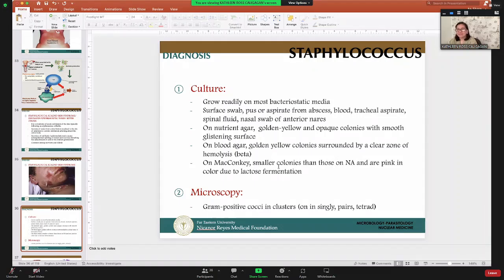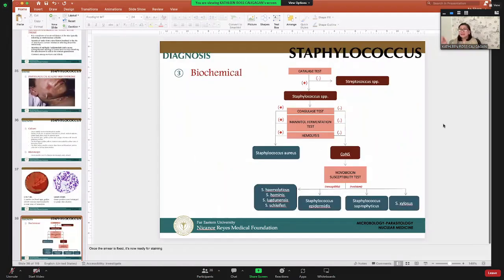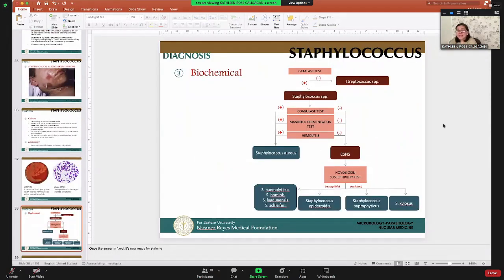And of course, we have the typical gram-positive cocci in clusters to suggest Staphylococcus aureus. So on your left are the agar with clear hemolysis or beta hemolysis surrounding each colony, and on the right side you have the gram stain. To identify species, we do different biochemical tests. This you will do in your lab, or you will also discuss again in your laboratory.